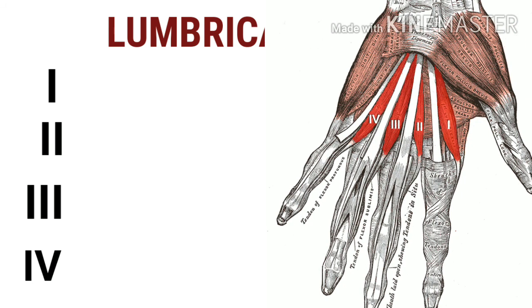Okay, so we will talk about the lumbricals. There are 4 lumbricals, 1, 2, 3 and 4, each associated with a finger. Each lumbrical originates from a tendon of the flexor digitorum profundus and they pass dorsally and laterally around each finger and insert into the extensor hood.